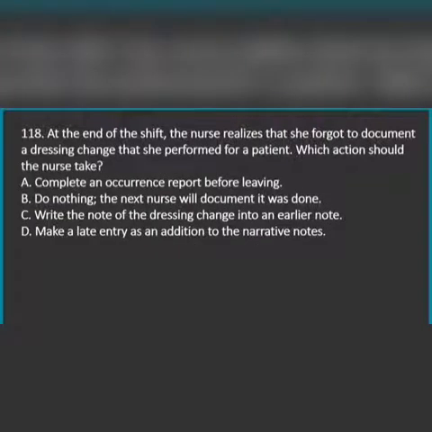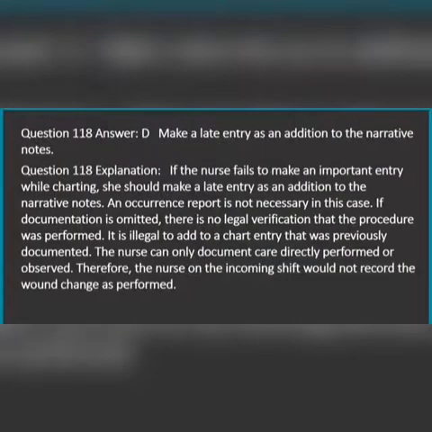Question 118. At the end of the shift, the nurse realizes that she forgot to document a dressing change that she performed for a patient. Which action should the nurse take? A. Complete an occurrence report before leaving. B. Do nothing. The next nurse will document it was done. C. Write the note of the dressing change into an earlier note. D. Make a late entry as an addition to the narrative notes. Question 118 Answer: D. Make a late entry as an addition to the narrative notes.